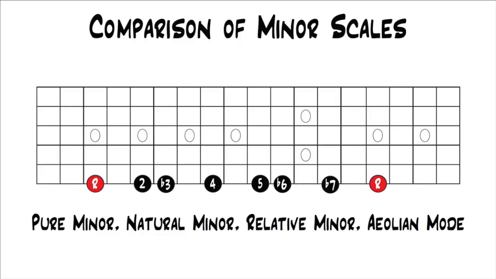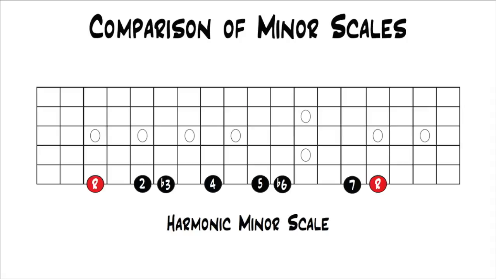The next scale we want to look at is the harmonic minor scale, which we talked about in a previous lesson. That's just taking the natural minor scale and raising the 7th. That gives us a harmonic minor scale. So then we end up with root, 2, flat 3, 4, 5, flat 6, 7.